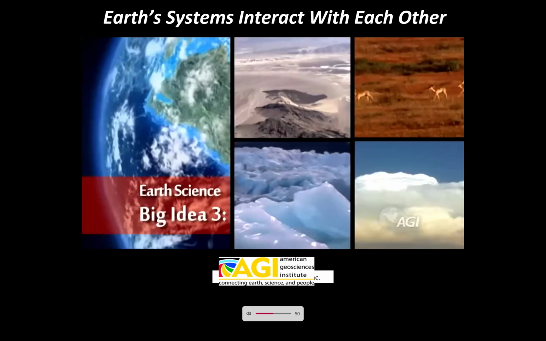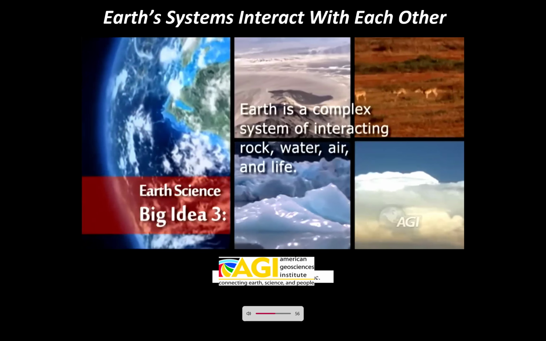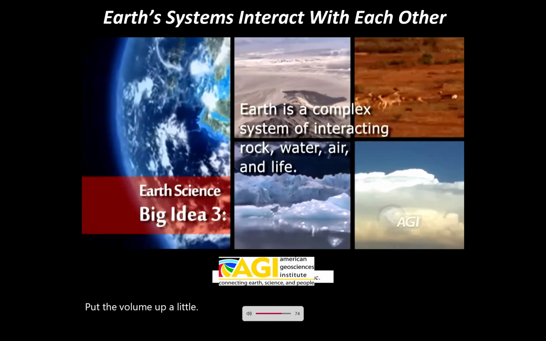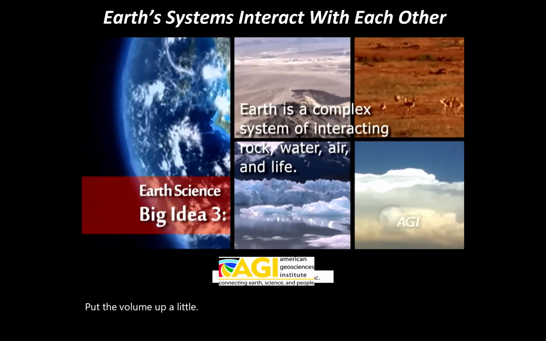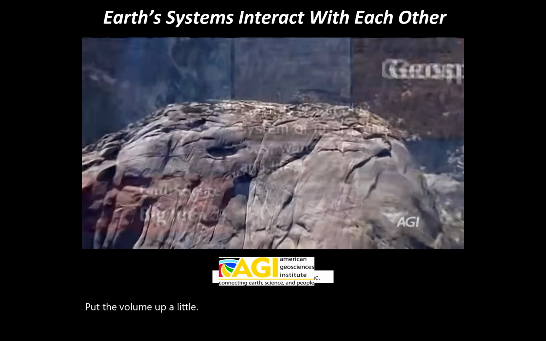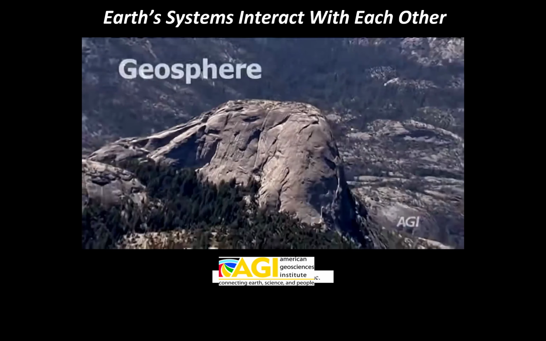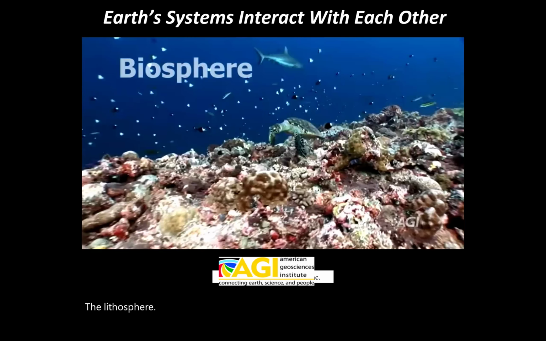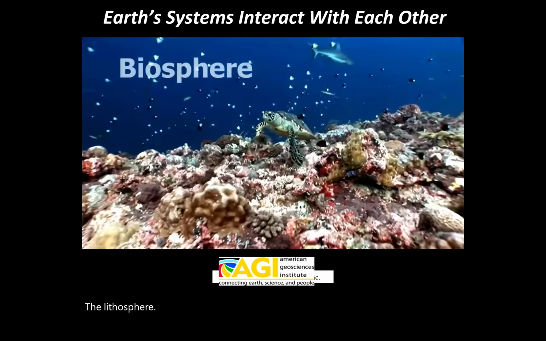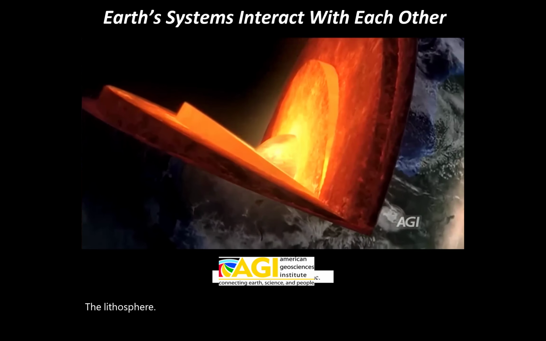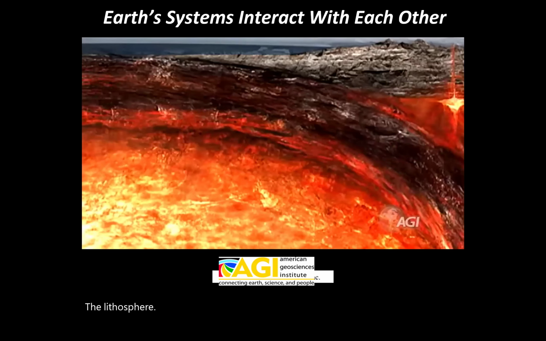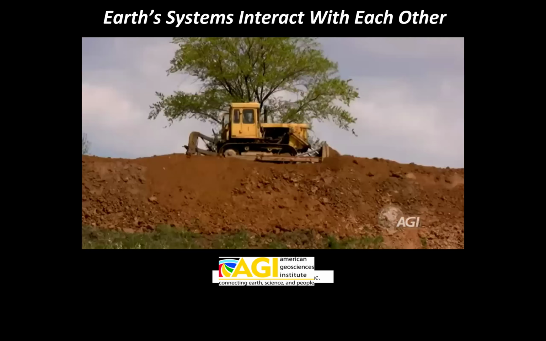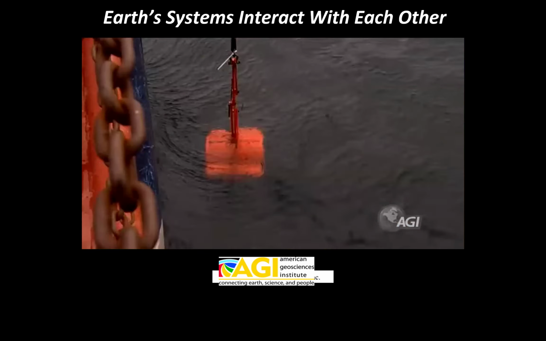This is Big Idea 3. Earth is a complex system of interacting rock, water, air, and life. The four major systems of Earth are the geosphere, lithosphere, hydrosphere, atmosphere, and biosphere. Earth's geosphere is made up of its metallic core, solid rock, and also molten rock, soil, and sediments.